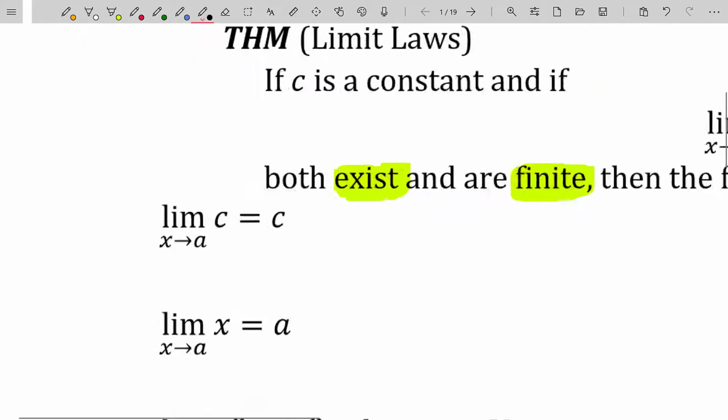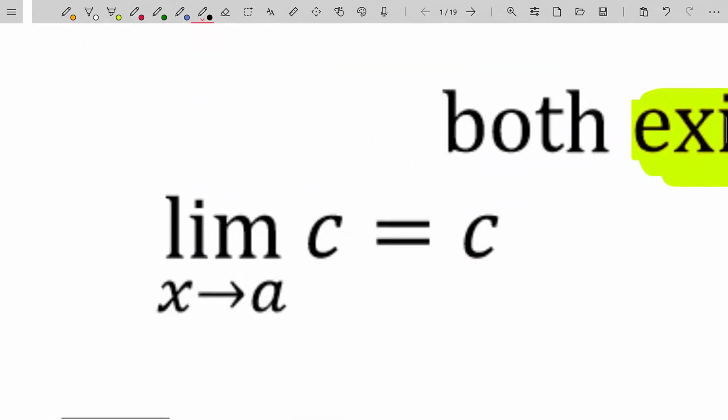So the very first limit law: as x gets really close to some constant a, if our function that we're considering is not actually a function of x, but instead is just some constant c, then as x gets really close to a, that constant remains constant. It just stays itself, c. It's never changing. It's always constant.